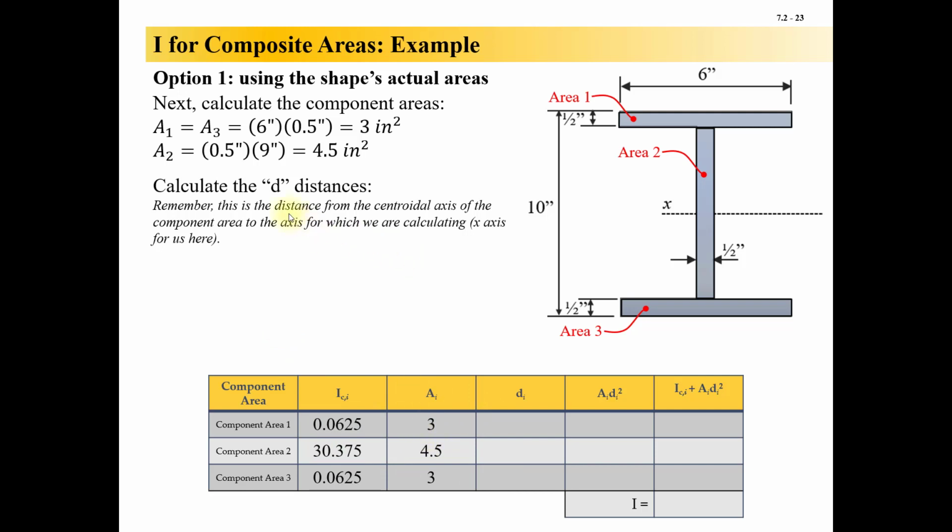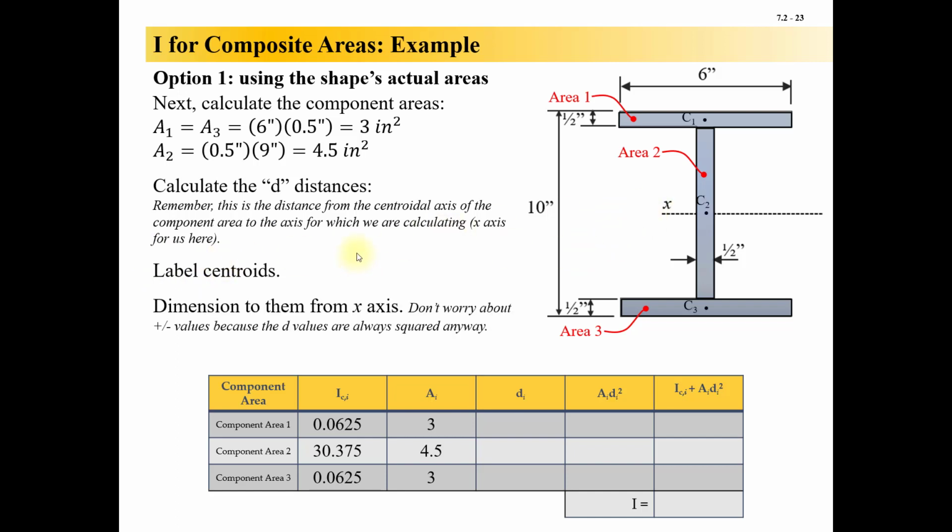Let's calculate those d distances. Again, this is not hard. It's just that people won't get it right if they skip the step of actually drawing it and labeling. So let's label those centroids. So I'm going to draw them in here. I have the centroid of area 1 right there in its middle, centroid of area 2 right there, centroid of area 3 there, because the centroid of a rectangle is right in the middle. So that's great. Now I need to dimension to them.